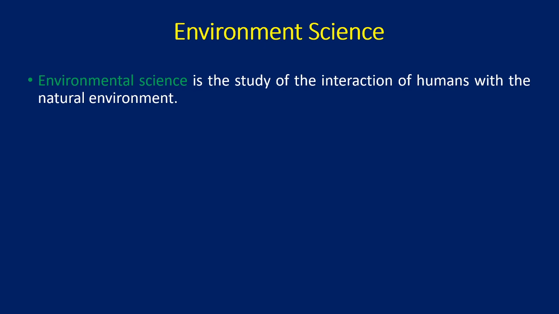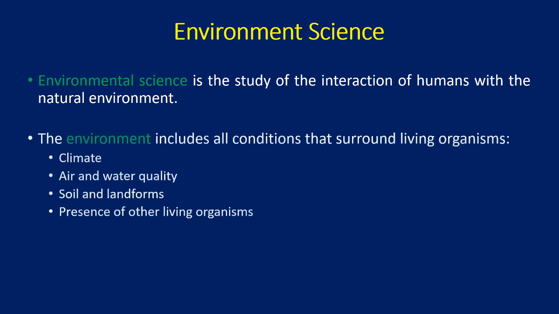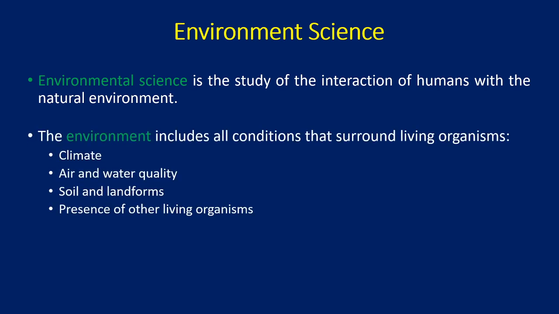So the environmental science is the study of interaction of humans with the natural environment. The environment includes all the conditions which surround us in the form of climate, air and water quality, soil and land forms, the presence of other living beings.